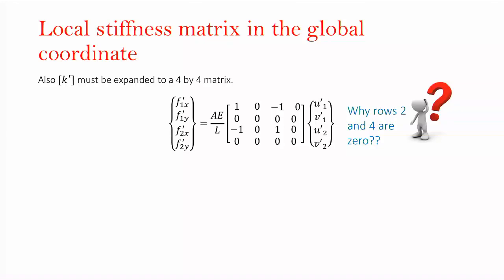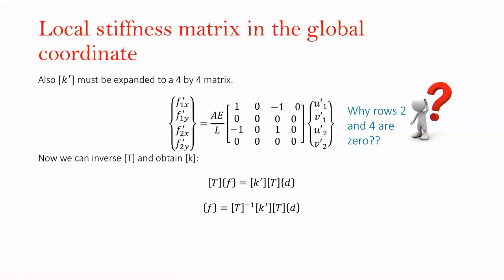Can anyone tell? Exactly. Since the truss element in the local coordinate can only withstand the axial forces, right? So we don't have them. We only put them there to make the transformation matrix square, and then we can calculate the global K matrix.